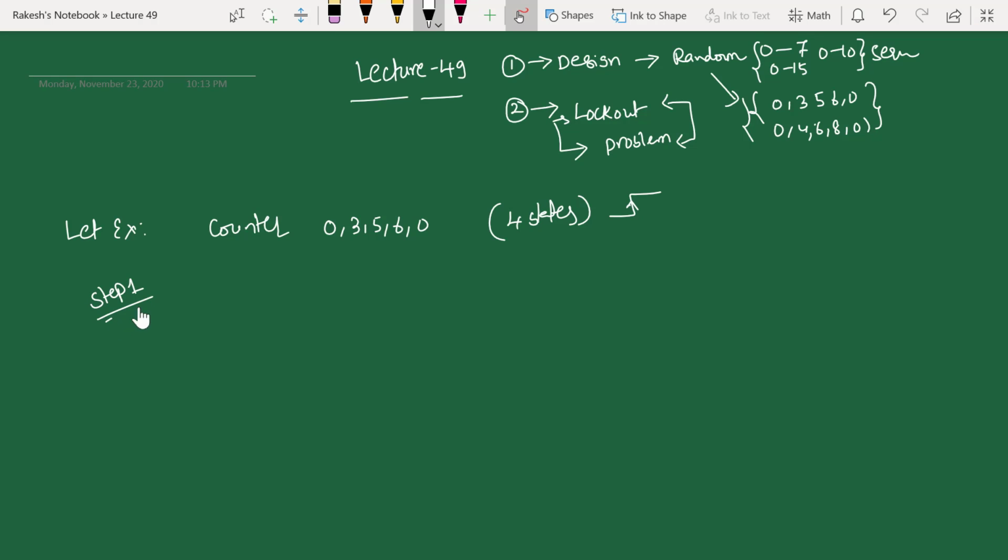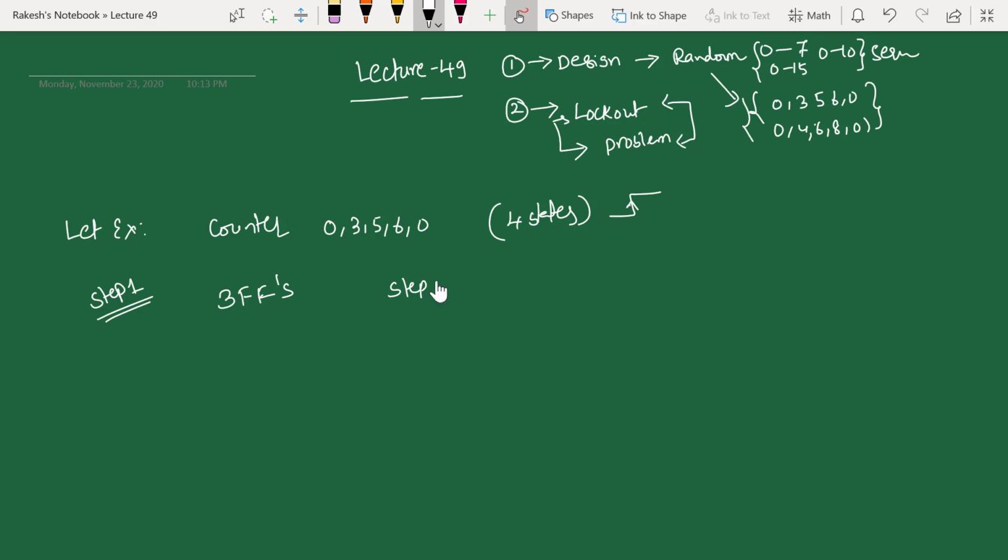Step number 1. If you want to count 0, 3, 5, 6, 0, if you want to represent these numbers in binary form, you require a minimum of 3 flip-flops, because 6 cannot be represented by 2 flip-flops, you require at least 110. That means a minimum of 3 flip-flops.